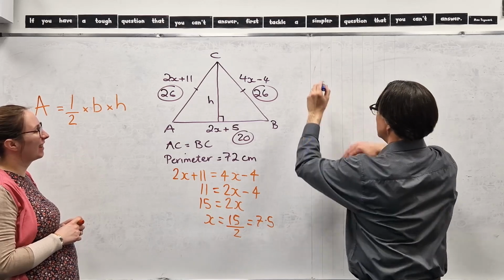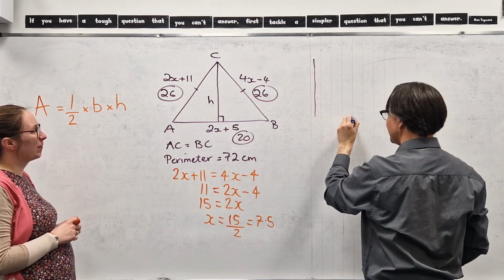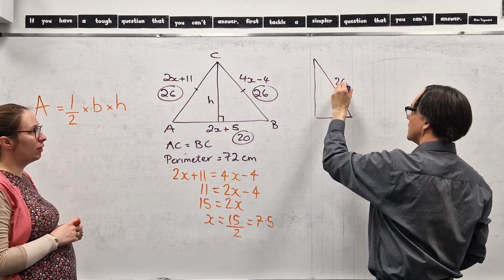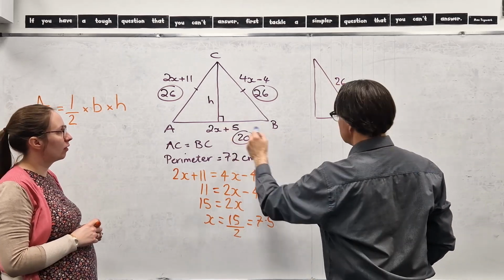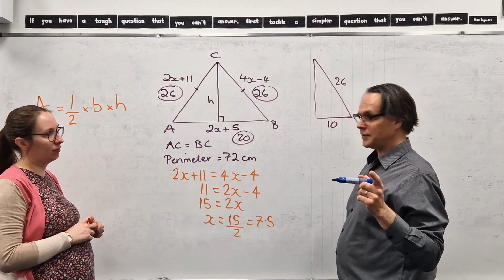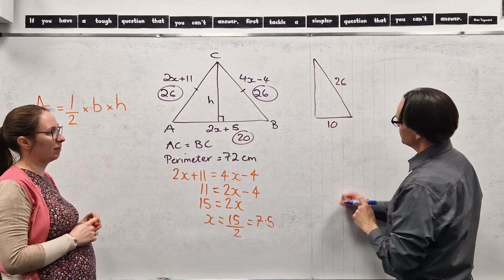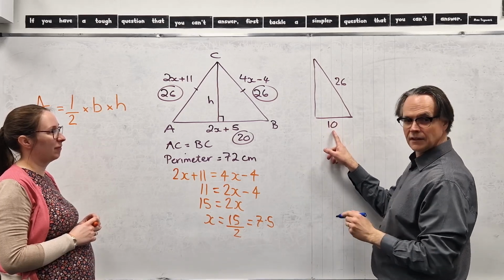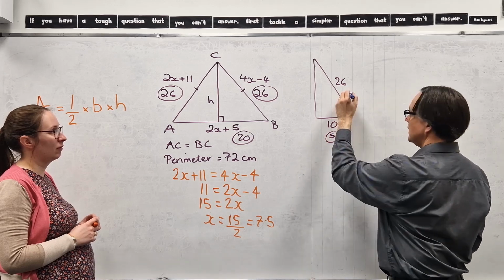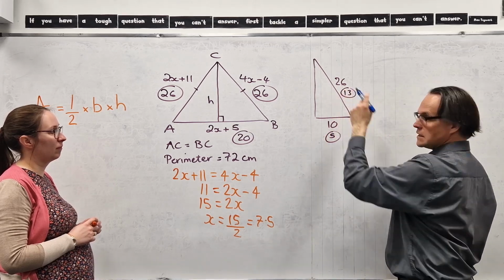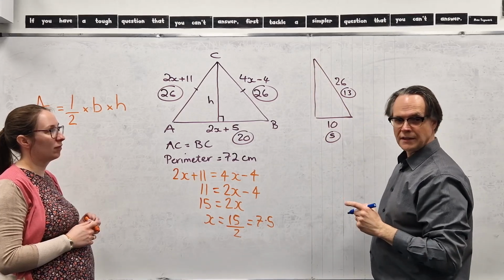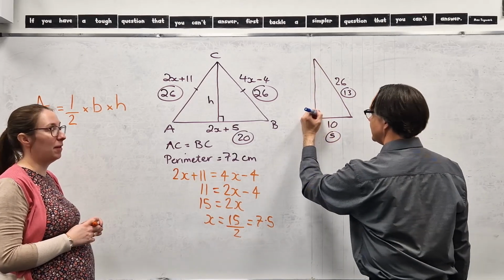I'll do that again. So we've got 26. This is your hypotenuse. And half of the base is 10. Now, if you look clever, you can spot 10 is just the double of 5, isn't it? And 26 is double of 13, and you all know, don't you, that 5, 12, 13 makes a right angle triangle. Do you know that?